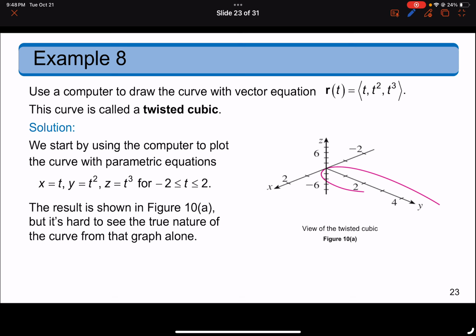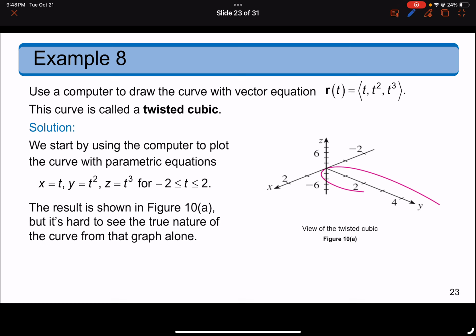So we start by using the computer to plot the curve with the parametric equations x equal to t, y equal to t squared, and z equal to t cubed. Now we can try the domain from -2 to 2. The result is shown in Figure 10a, but it's hard to see the true nature of the curve from that graph alone.